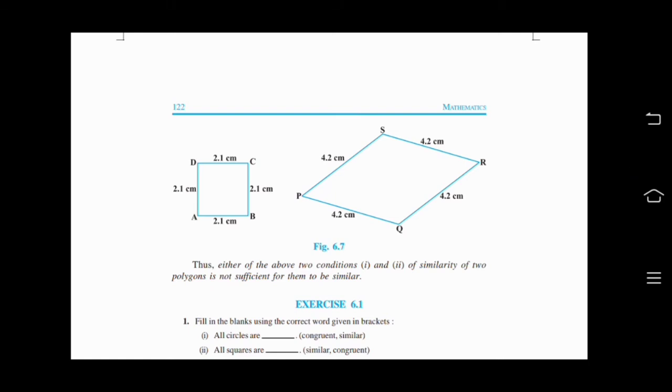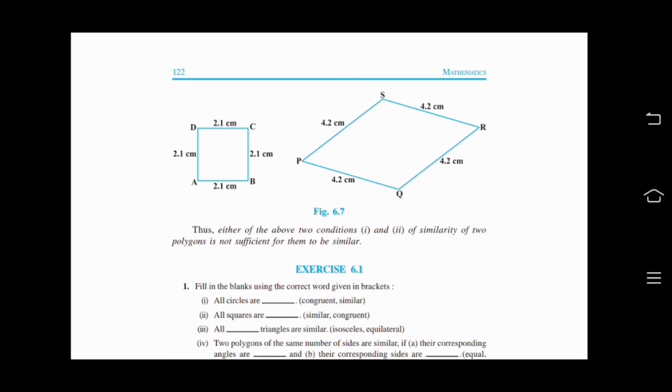In figure 6.7, we have two quadrilaterals ABCD and PQRS. As we can see, all sides of ABCD are equal and all sides of PQRS are also equal. ABCD is a square and PQRS is a rhombus. Definitely the corresponding sides ratio of ABCD and PQRS is the same. Why? Every side is 2.1 here and every side is 4.2 here. So all sides will have the same corresponding side ratio, which is 1 is to 2. Our second condition is satisfied.